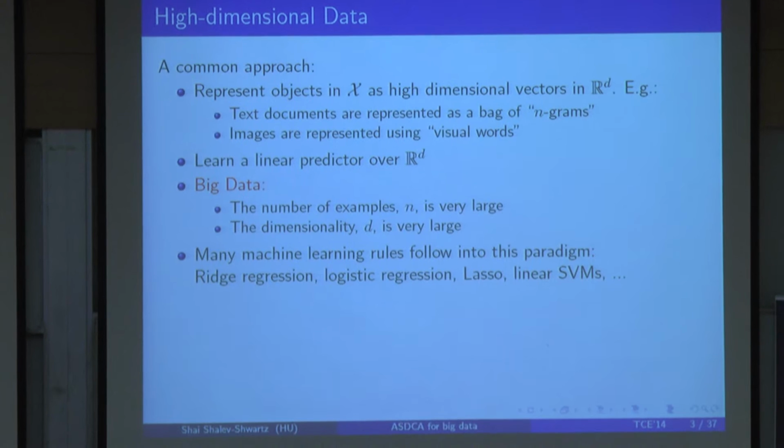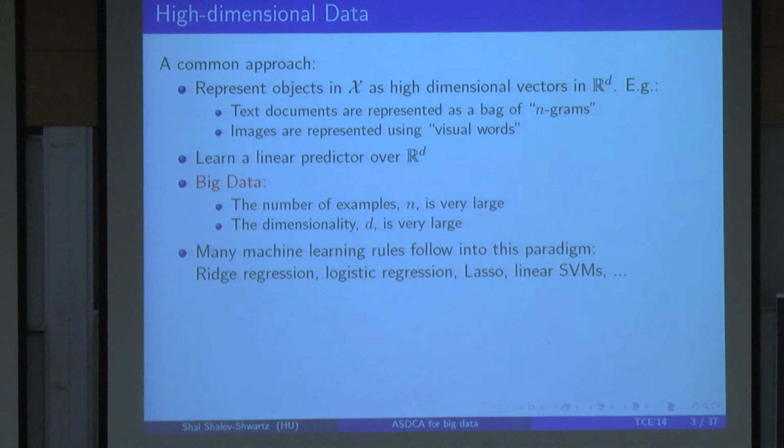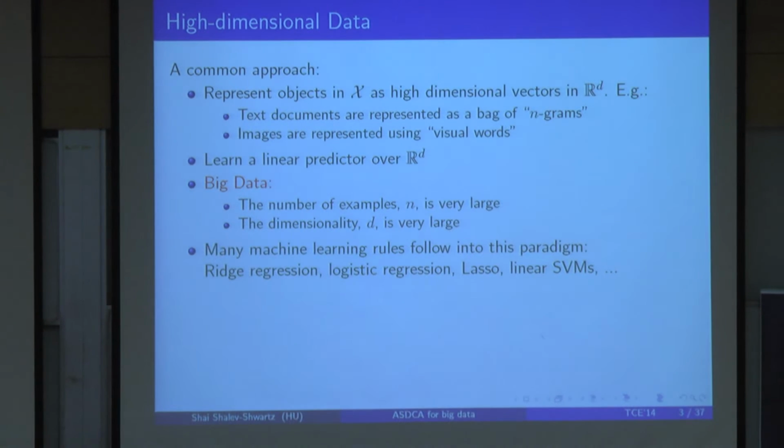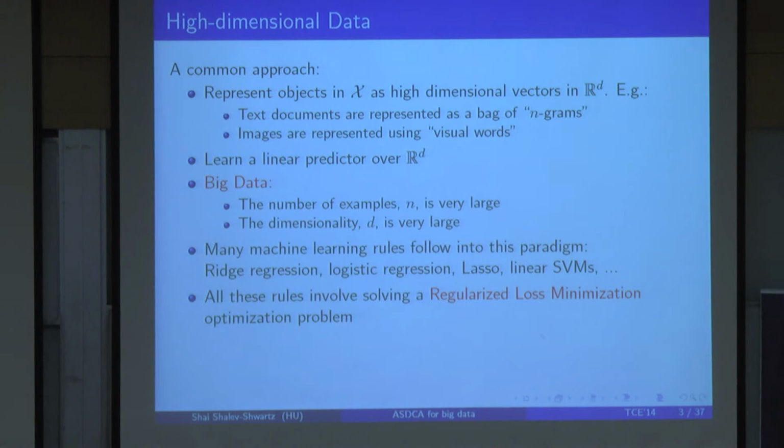So now we want to find this linear prediction, and there are many ways to do this, but most of them rely on a particular form of an optimization problem, which we call regularized loss minimization, which I will define in the next slide. I just want to mention that many machine learning paradigms boil down into this optimization problem. For example, ridge regression, logistic regression, Lasso, linear SVMs, and more. Okay, so this is a very common thing to do in machine learning.